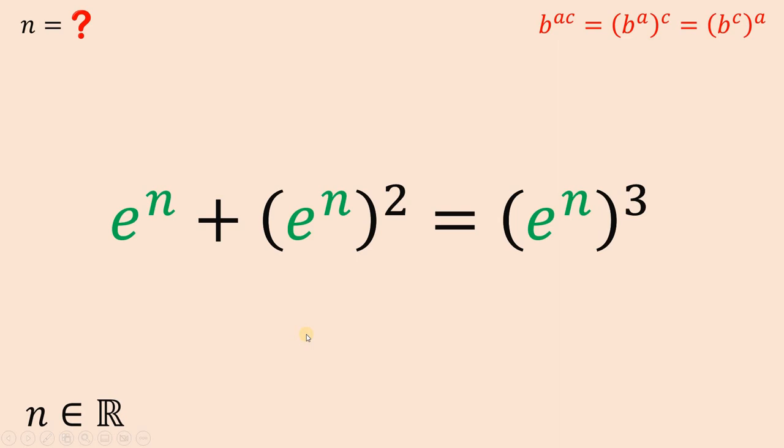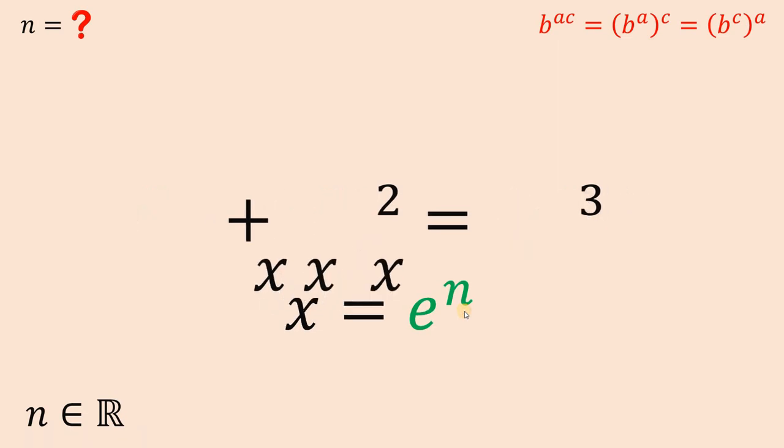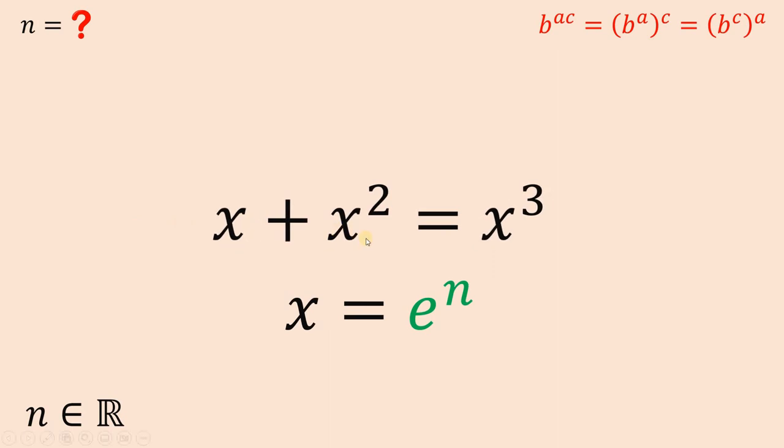So, let's use another variable to represent e raised to the power of n. Let's use x. So, let x be equal to e raised to the power of n. Therefore, all e raised to the power of n can be replaced by x. So, we now have x plus x squared equals x cubed. Now, let's set aside this x equals e raised to n.